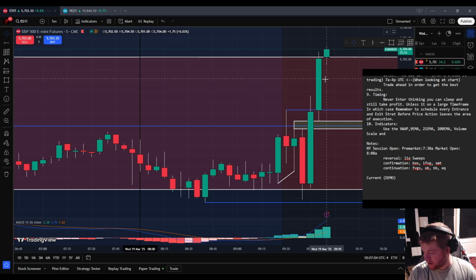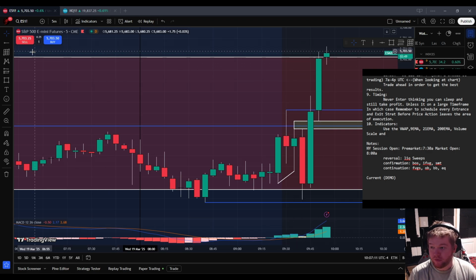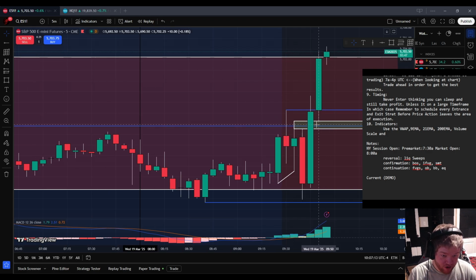From there, we moved to our 5-minute continuation, which is fair value gap, right? On the 5-minute, we found our fair value gap right here. It's a small one, but it's there, right? From this fair value gap, I believe we were supposed to press buy, right? When this candle closed as a result of continuation going up.